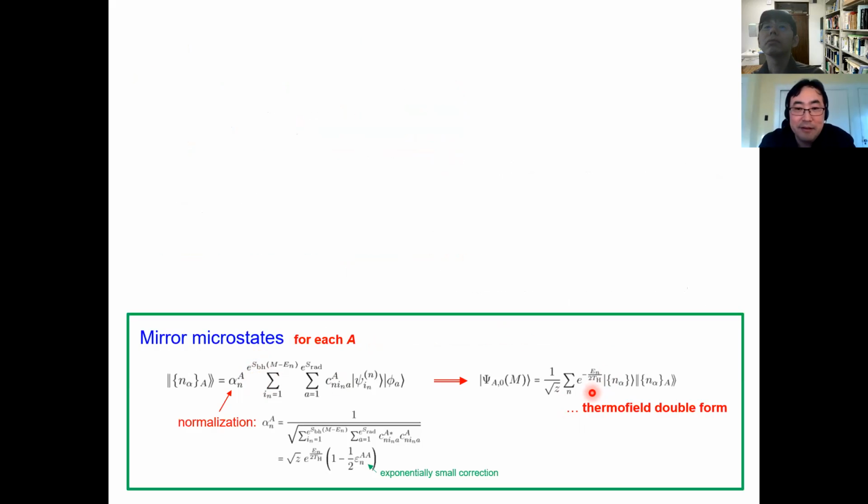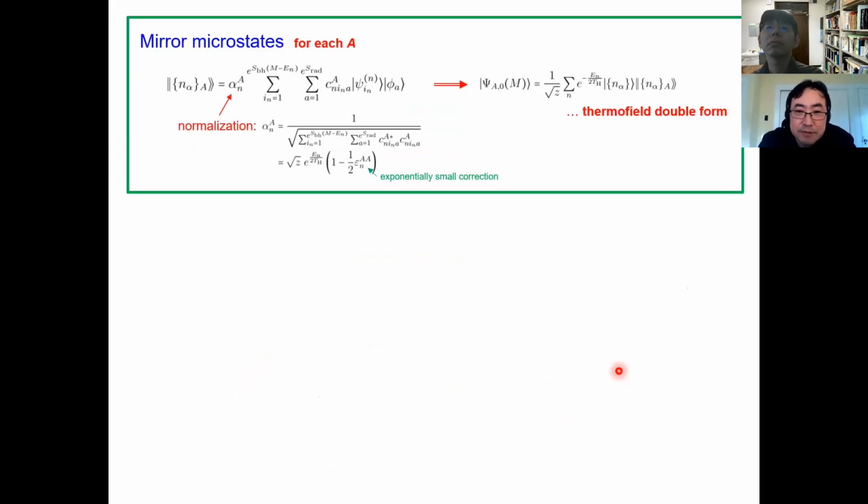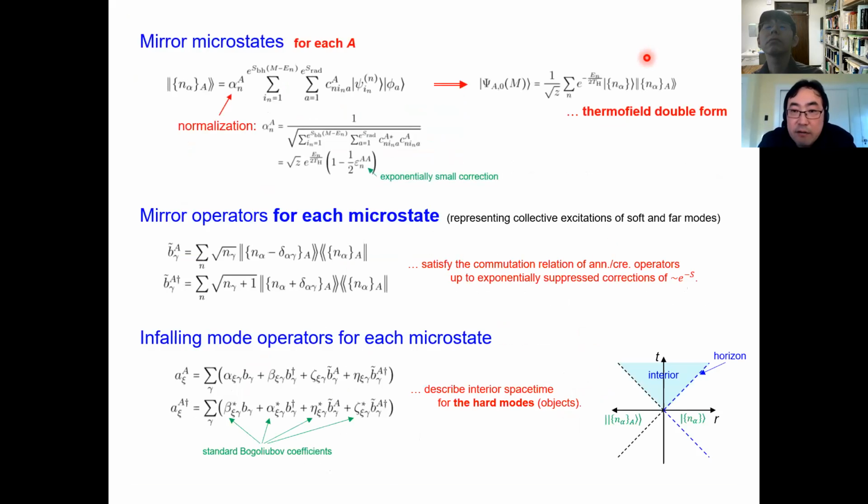So then, okay, let's move this up. For these, you can just define the creation and annihilation operators of the mirror mode for each microstate A. Okay? So each microstate A. And then you can compute and check, using the original definition, that this mirror mode obeys the canonical commutation relations for creation and annihilation operators, up to exponentially small error.